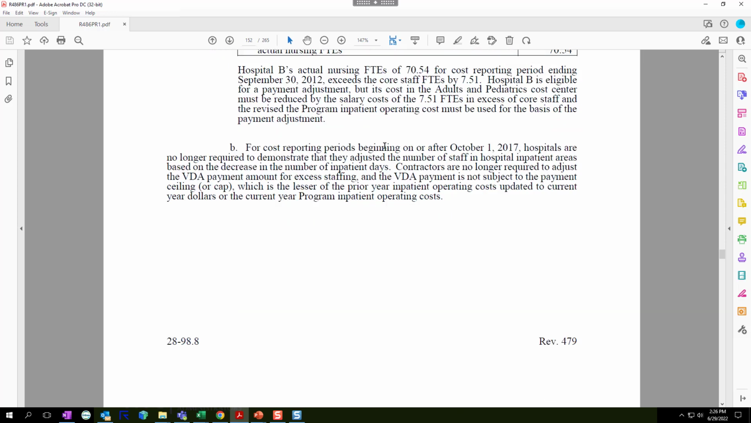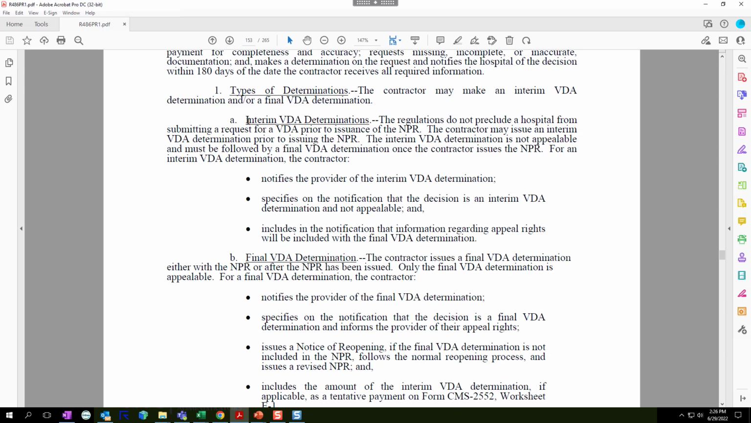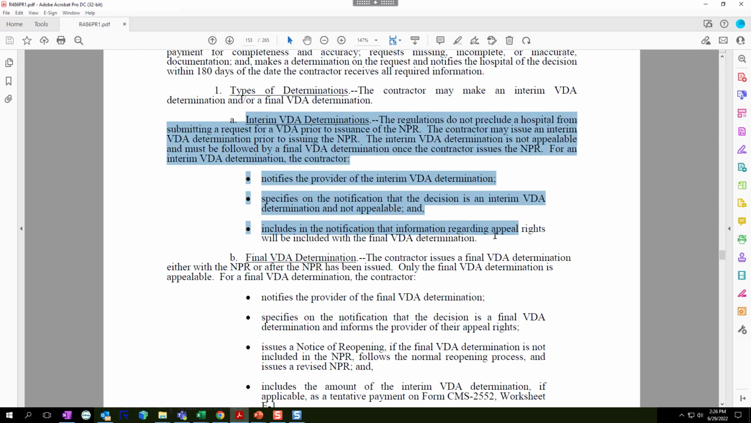And here's the verbiage for beginning on or after 10/1/17. Hospitals are no longer required to demonstrate that they've adjusted the number of staff due to that excess staffing. And it doesn't have to be considered in the payment calculation. This talks about that interim VDA determination. Again, there's nothing really requiring you to wait until the NPR.